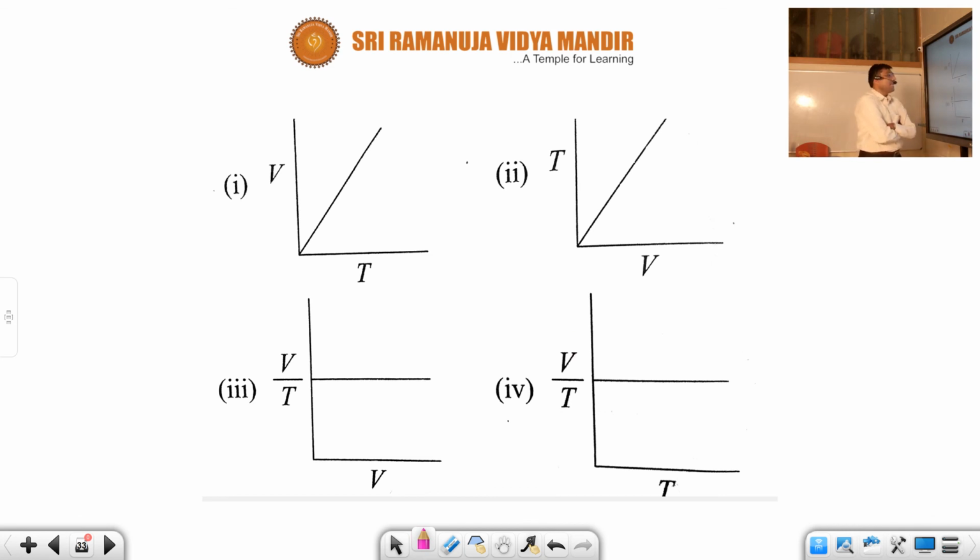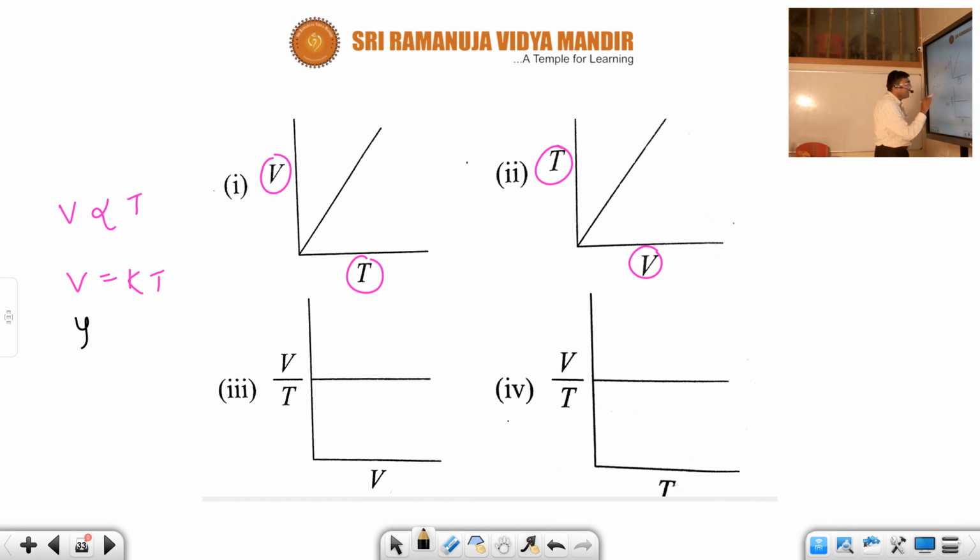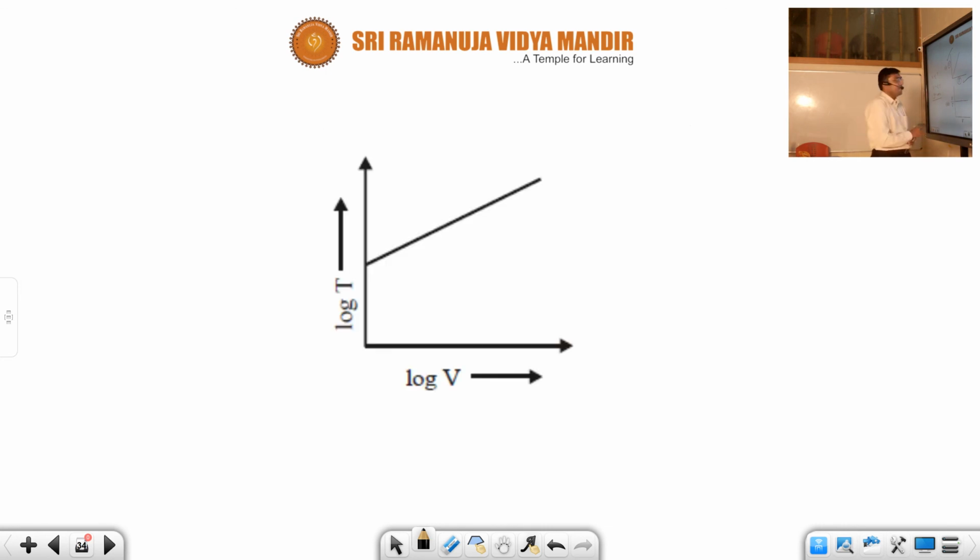Now, these are some of the graphs which you have learnt. Whether it is V versus T or T versus V, it is a straight line because V is directly proportional to temperature according to Charles law. V is equal to KT. You can write y is equal to mx, which is a straight line. So y is nothing but V. V is along the y axis and T is along the x axis, and the slope is K. I hope you are very clear about these graphs.